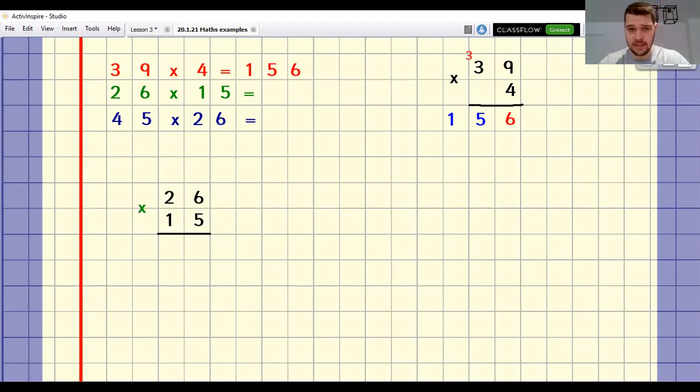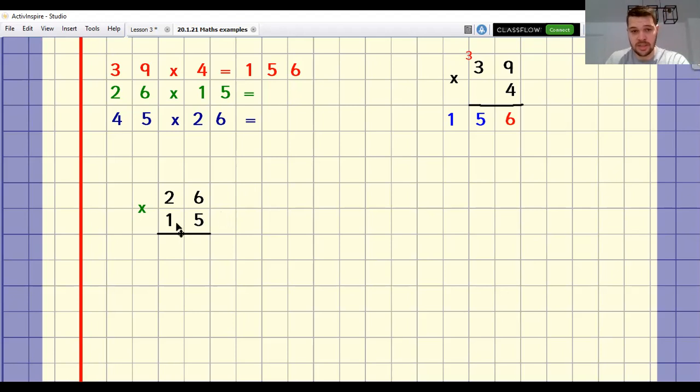26 times 15 then. Even though they're both 2-digit numbers, I've still put my larger value number at the top there. So before I begin, again, if you would like to create your own 2-digit by 2-digit question and do the steps as I do the steps, that may be very valuable.